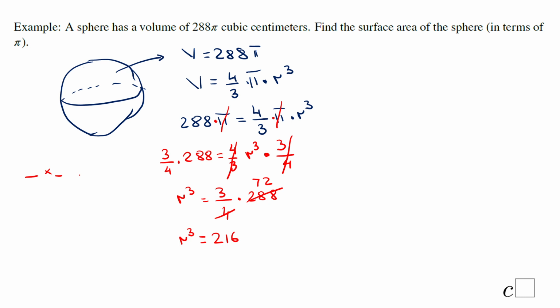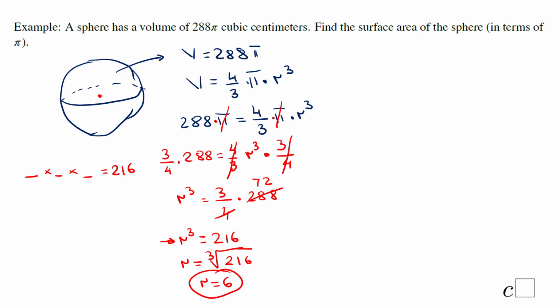times itself 3 times is 216. That's what it says here. Or if you have seen this, that means cubic root of 216. If you have a calculator and you can use it, then you can do this operation. The number that times itself 3 times is 216, or cubic root of 216, is 6. The radius of this sphere is 6.